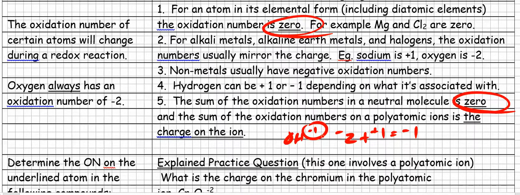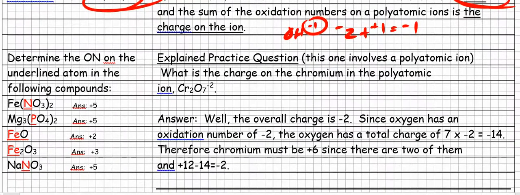All right? Now, I do want to point out that oxygen always has an oxidation number of -2. That never changes. All right. So here we go. Determine the oxidation number on the underlined atoms in the following compounds. I want to know what the oxidation number is on the nitrogen, the phosphorus, the iron in this case, and the nitrogen here.